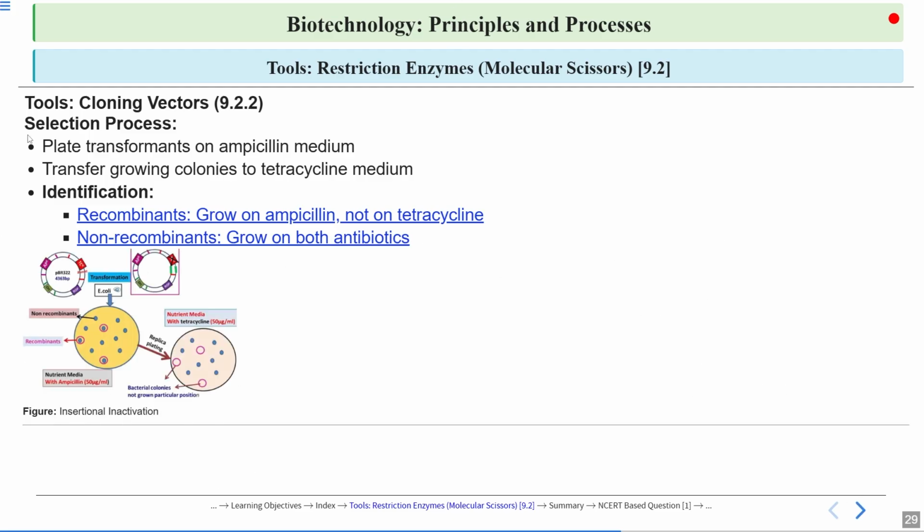Again, the same figure, I'll explain it once again because it is an important topic. When foreign DNA binds in this BamH1 site, which is also in the tetracycline resistance gene, the recombinant has lost tetracycline resistance, but the non-recombinant has tetracycline resistance. Both cloning vectors also have ampicillin resistance.